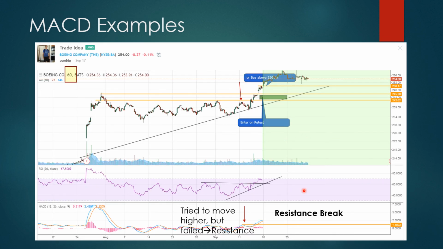Okay, here's another one. This is on a much smaller time frame. Notice here we tried to move higher. We tried to break above this resistance. We're on the 1 hour right here. We tried to break above this resistance. We could not break above that resistance, and so I would say, hey, that's resistance right there. And then we did break above that resistance. So this is just an example of a resistance break on the MACD.